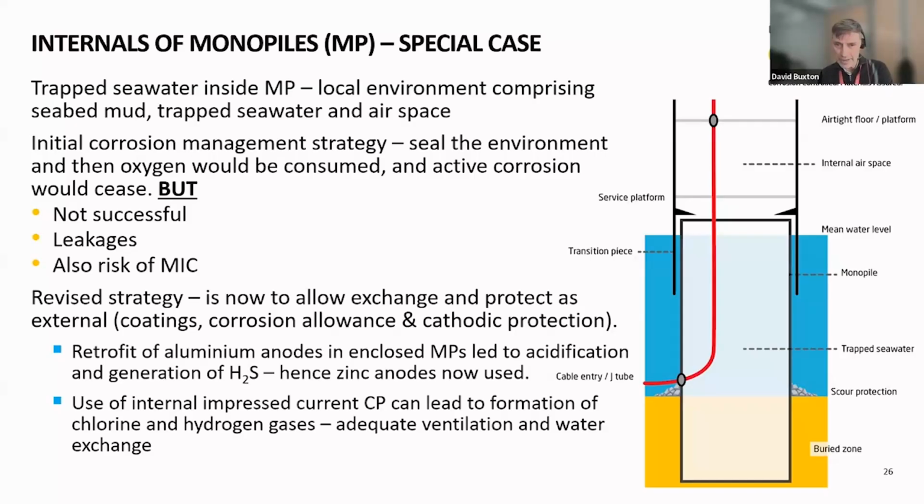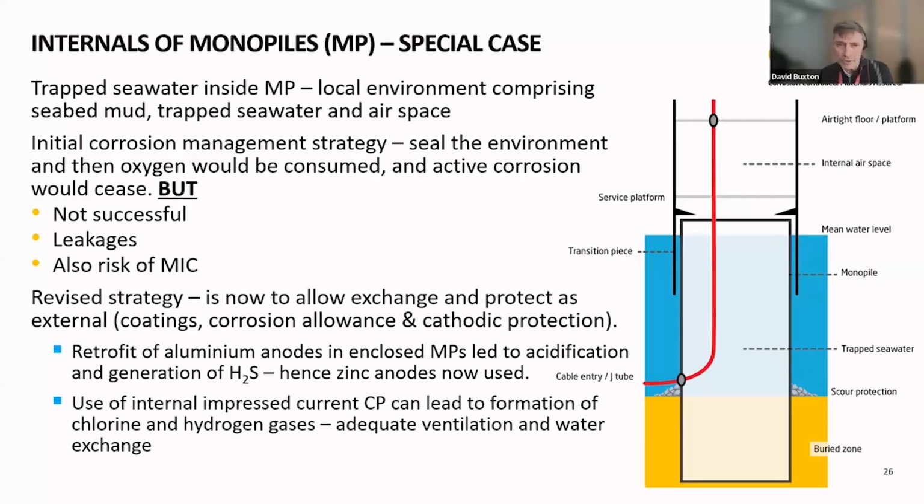There were leakages, either through the cable entry J-tube. You can see at the bottom there, for the vast majority of monopiles, there'll be an exit point for the inter-array cable, and there's the possibility of that seal failing and then water exchange, or possibly through the transition piece to foundation seal. It's often filled with grout, but water can come through there.